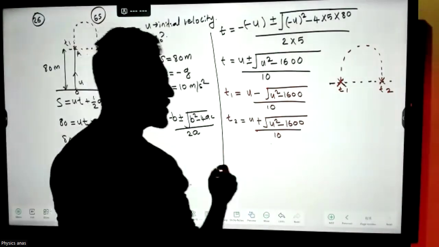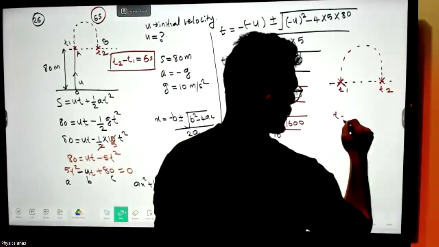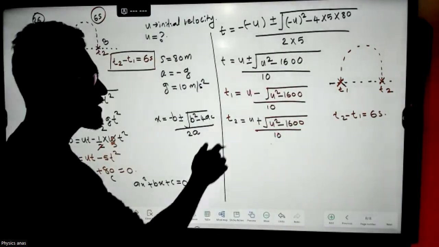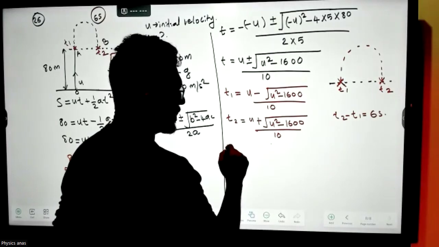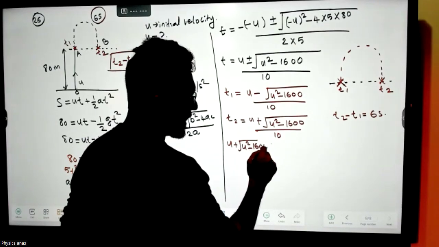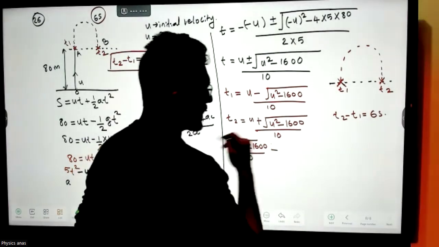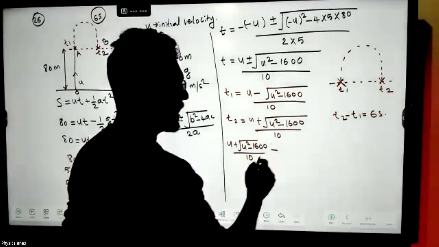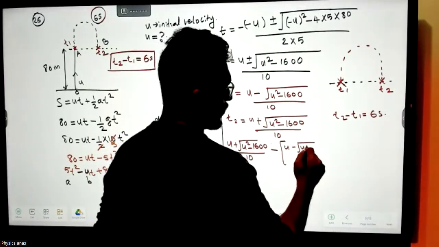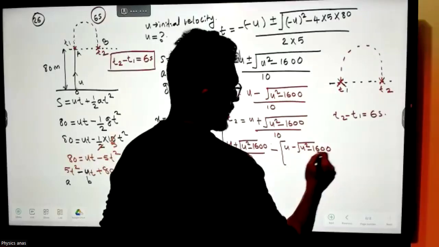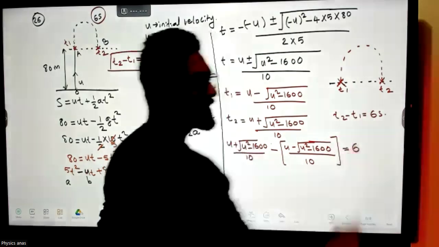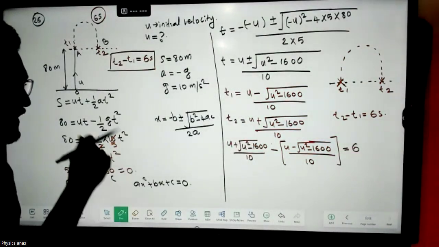Okay, so we have T1 and T2, and T2 minus T1 is 6 seconds. We can find T2: T2 is U plus root of U square minus 1600 divided by 10, minus T1. T1 is U minus root of U square minus 1600 divided by 10. Then that will be equal to 6. You got it? That will be equal to 6.